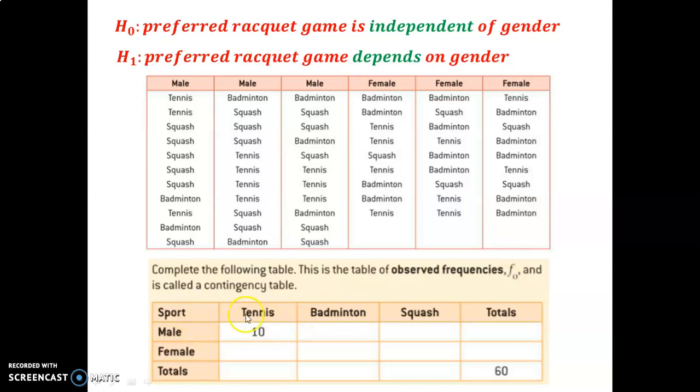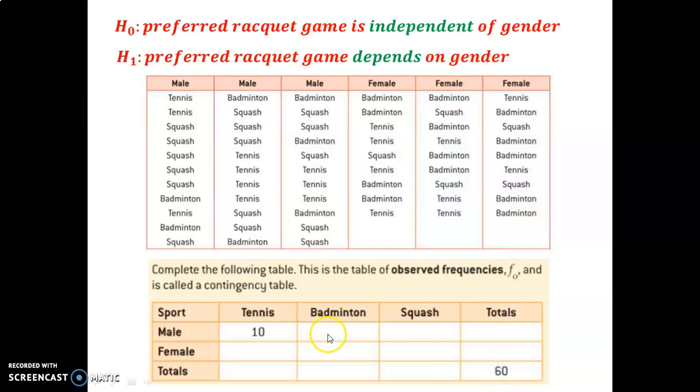So here we have the sport on top: tennis, badminton, squash, and over here male, female. We started the table for you with 10 here, because if you look at the 3 columns of male players and count up how many say they prefer tennis, you would count 10 tennis people. And the total number of people here is 60, so I have that total there as well.